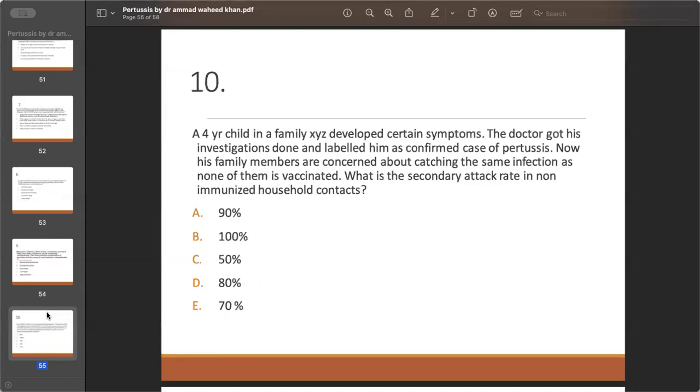Question number 10. A 4 year old child in a family XYZ develops certain symptoms. The doctor got his investigation done and labeled him as a confirmed case of pertussis. Now his family members are concerned about catching the same infection as none of them is vaccinated. What is the secondary attack rate in non-immunized household contacts? Option A is 90%, option B is 100%, option C 50%, option D is 80%, and option E is 70%. A. E is 90%. The right answer.